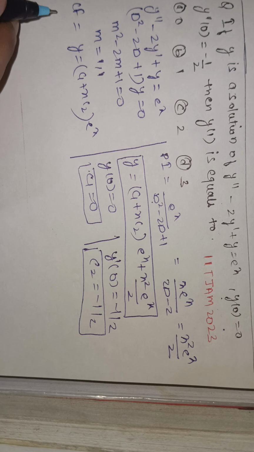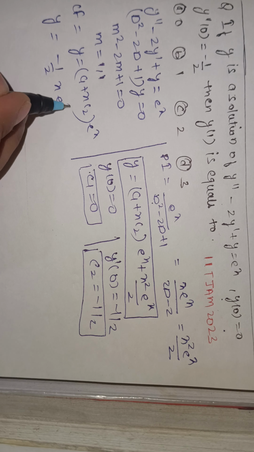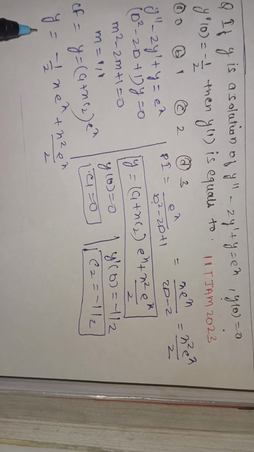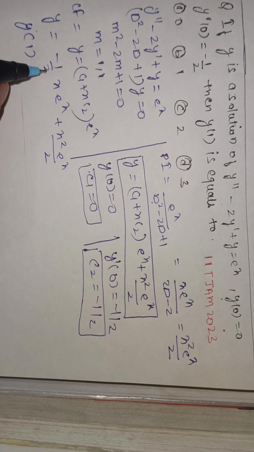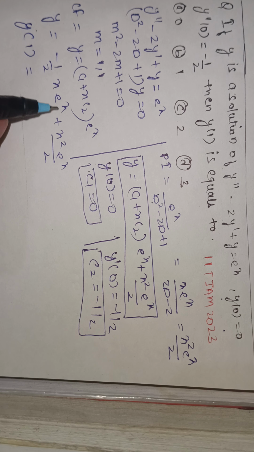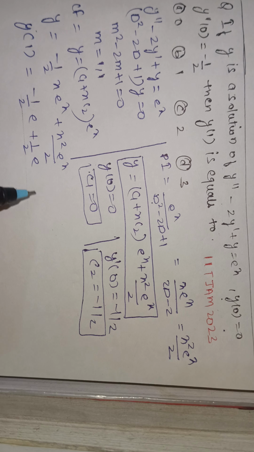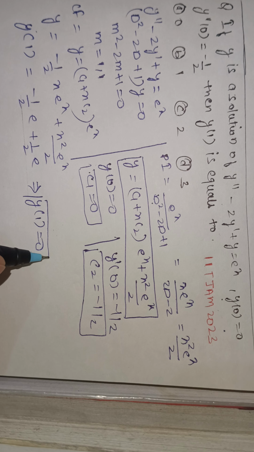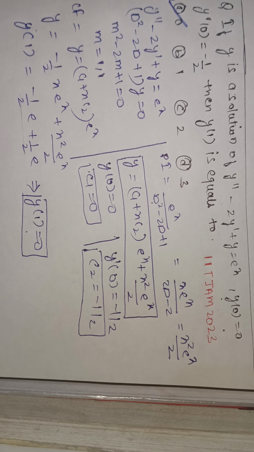So our required solution is y equals minus 1 upon 2 x e to the power x plus x squared e to the power x upon 2. We have to find the value of this solution at 1. So y(1) equals, we put 1 in place of x, we get minus 1 upon 2 e plus 1 upon 2 e, which implies y(1) is equal to 0. So this is the solution. So option A is correct. This is the solution of this question.